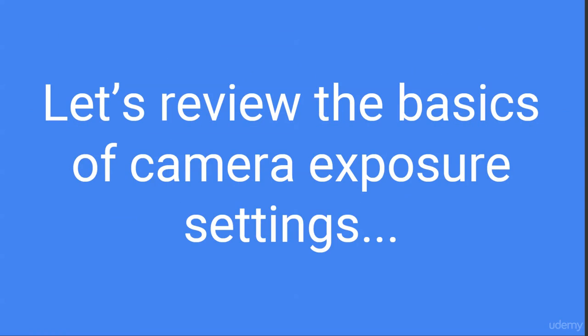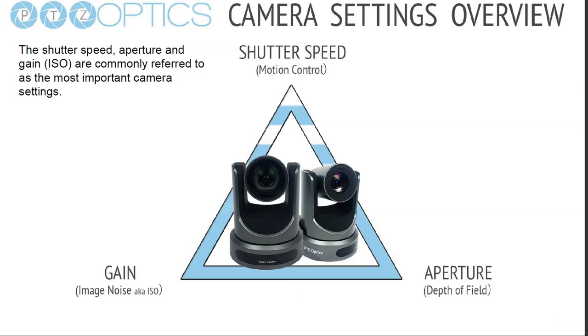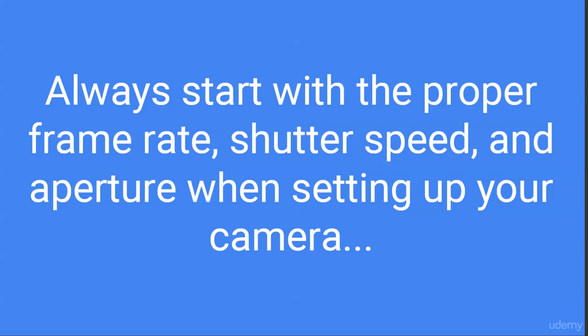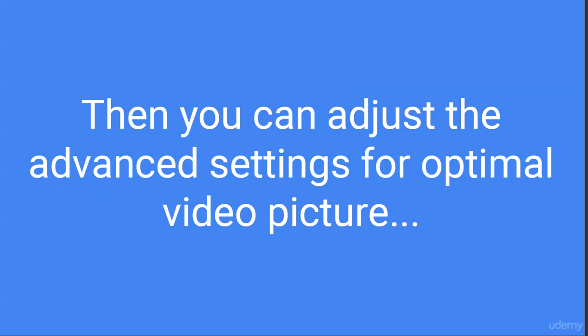First, we're going to start off with some very basic camera exposure settings, and then we'll dig deeper into the camera settings that we offer: shutter speed, aperture, and gain. These are the pillars of camera settings. That's where we want to start before we get into anything more complicated, because that's what we're building upon. So always start with the proper frame rate, shutter speed, and aperture when you're setting up your camera. Then we can adjust the advanced settings for optimal video picture.